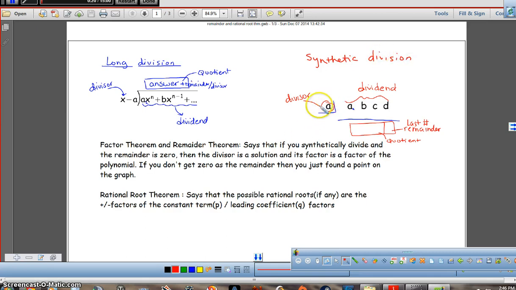then your divisor is the solution. And then you have your coefficients of your dividend. Your answer's going to be down here, so called the quotient. And remember that the last number is your remainder.